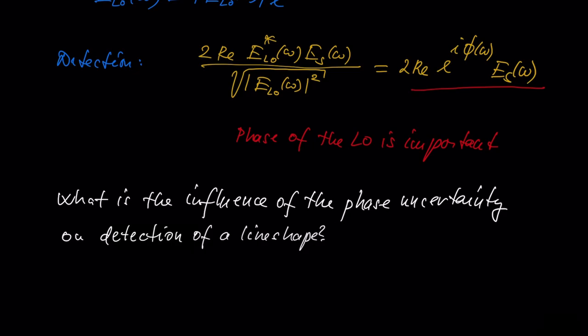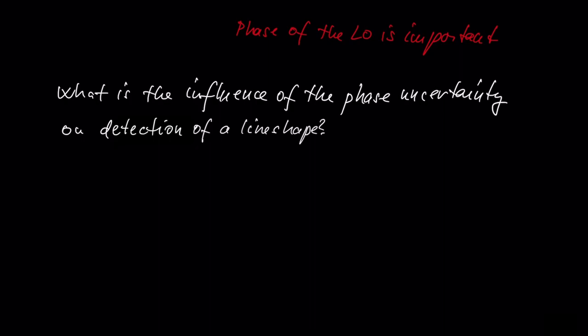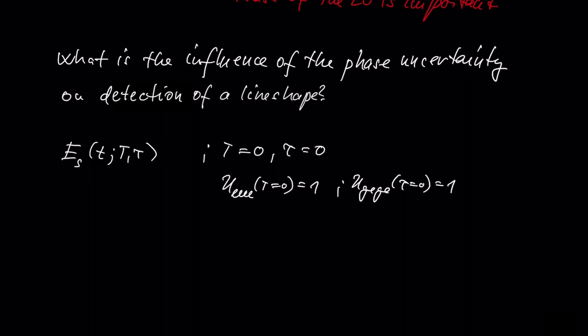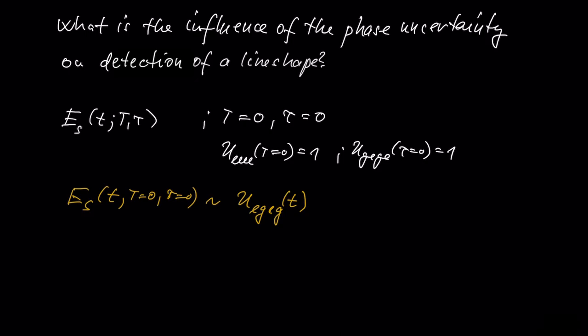Why am I even asking this? Well, remember that our signal field depends on these three times. Now let's imagine that t is equal to zero and tau is equal to zero. That means UEE is equal to 1 and UGE is equal to 1, and our electric field is then proportional just to this last evolution operator that comes into our response function, namely to UEGEG of t. So this is what we have.